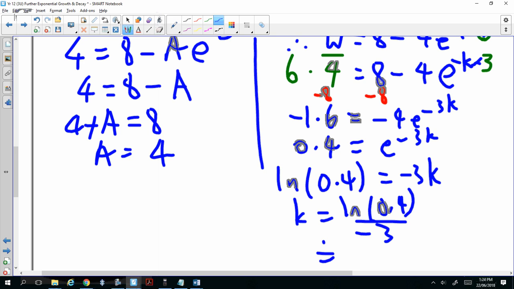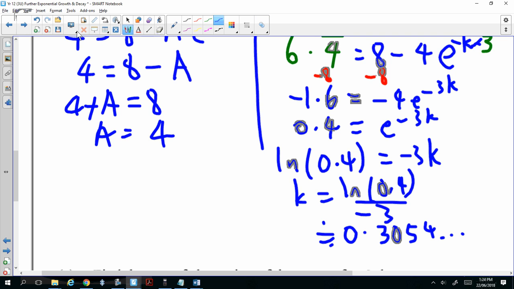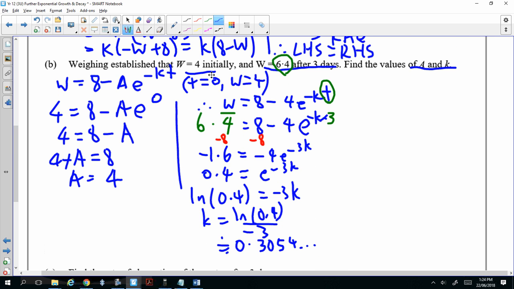So you go shift RCL A, which will be useful later on. Alright, so that's this. So we've got k and A. Okay, any questions? Alright, after this, we're going to find the rate of absorption of water after 3 days.